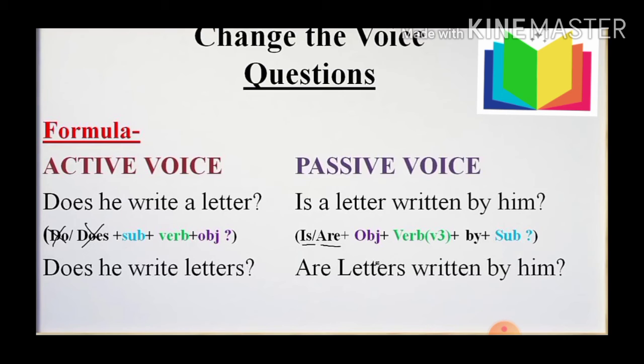When we convert this sentence into passive voice, we omit do or does. Instead, we use is or are. It depends on the object, either it is singular or plural. Here, object is singular, so we use is. So, another example: does he write letters? Now, here the object letters is in plural form. So, in passive voice, we will use are according to the letters that has become the subject. Are letters written by him?